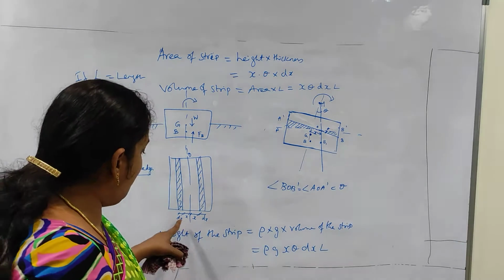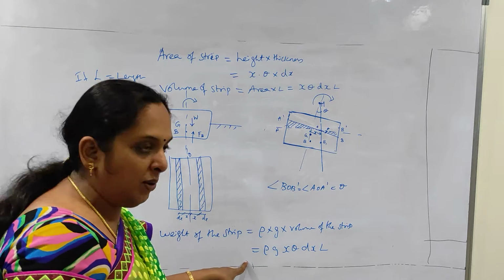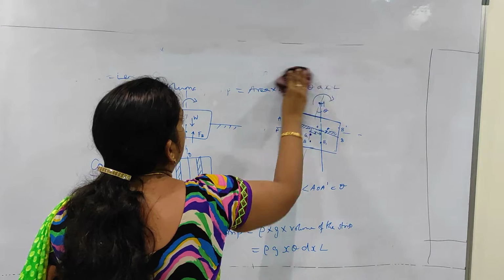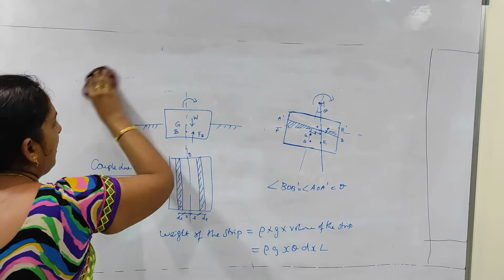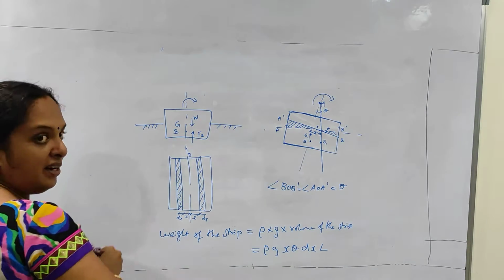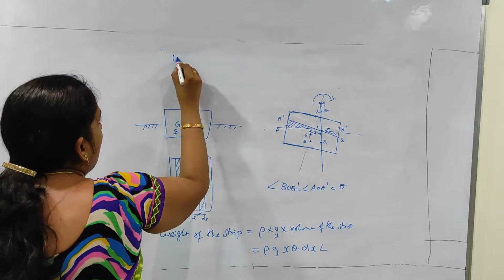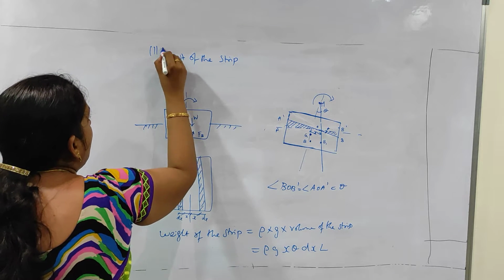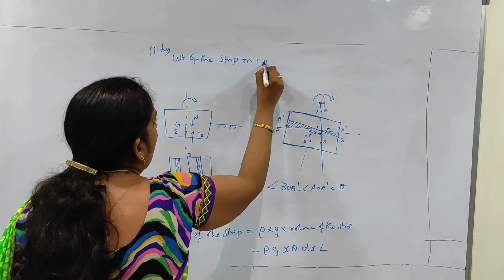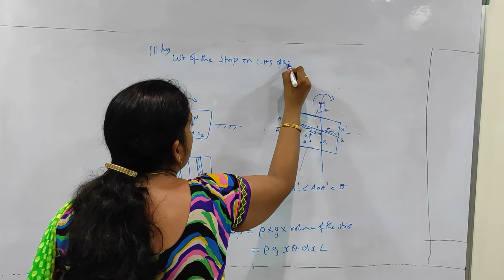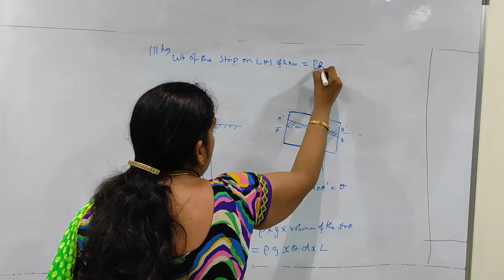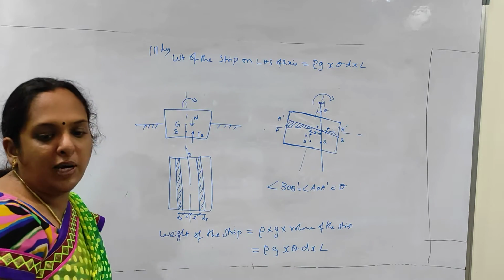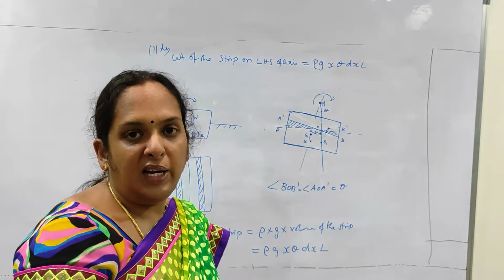Similarly, if I consider the left hand side, the same thing, but I will get one more equation. So the weight of this strip on the left hand side. I'm not drawing this diagram again, because I have it for reference. So what is that? Weight of the strip on the left hand side of my axis. The left hand side of the axis will be the same, that is rho g x theta into dx into L. So the same thing will be there in the left hand side also.